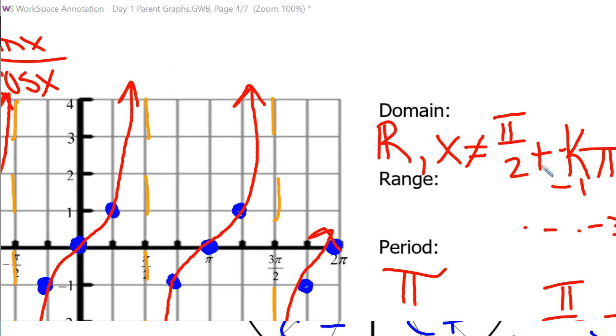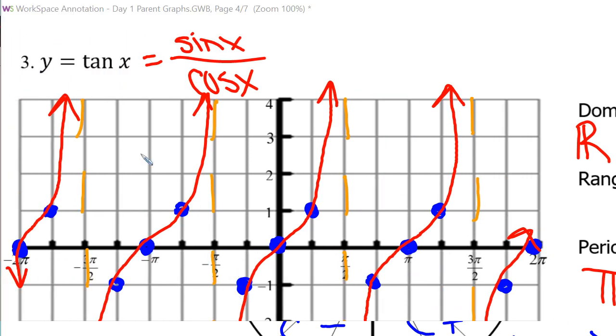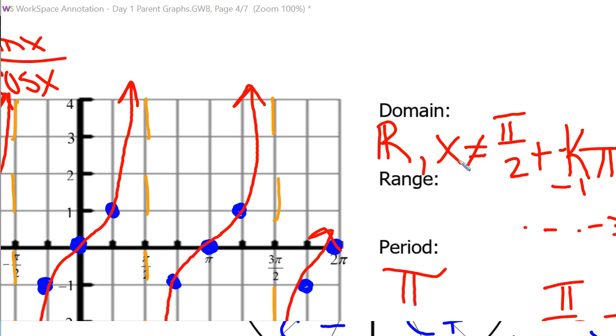So that's why k has to be an element of the integers, because to get the asymptotes to the right of pi over 2, you would need to add pi. But if I want the asymptotes that are to the left of pi over 2, we would have to subtract. So that's why we have to use the integers, so that we have positive values for k as well as negative values for k.